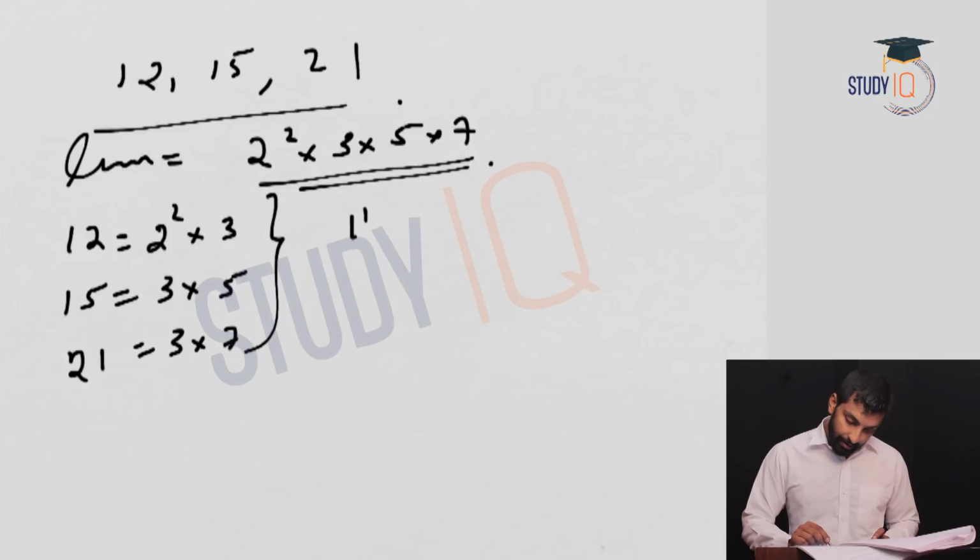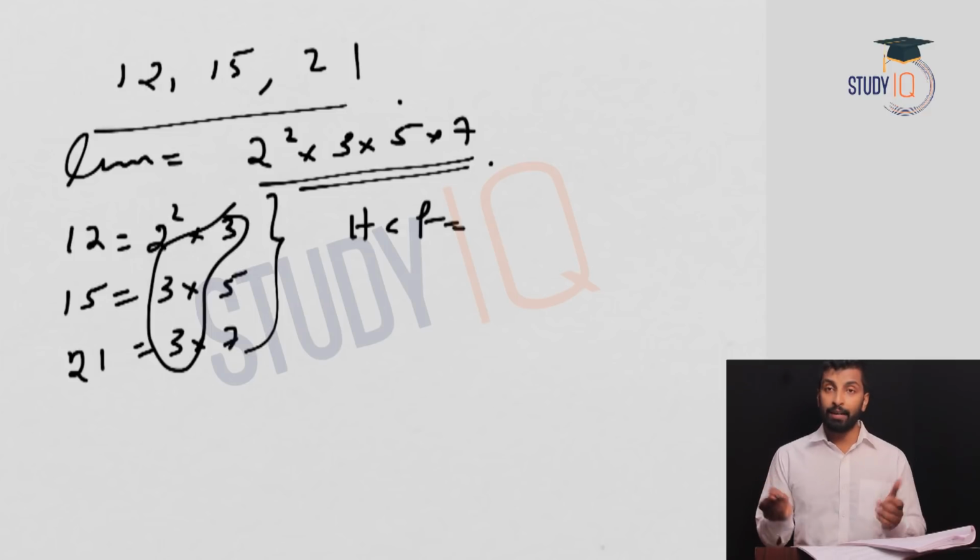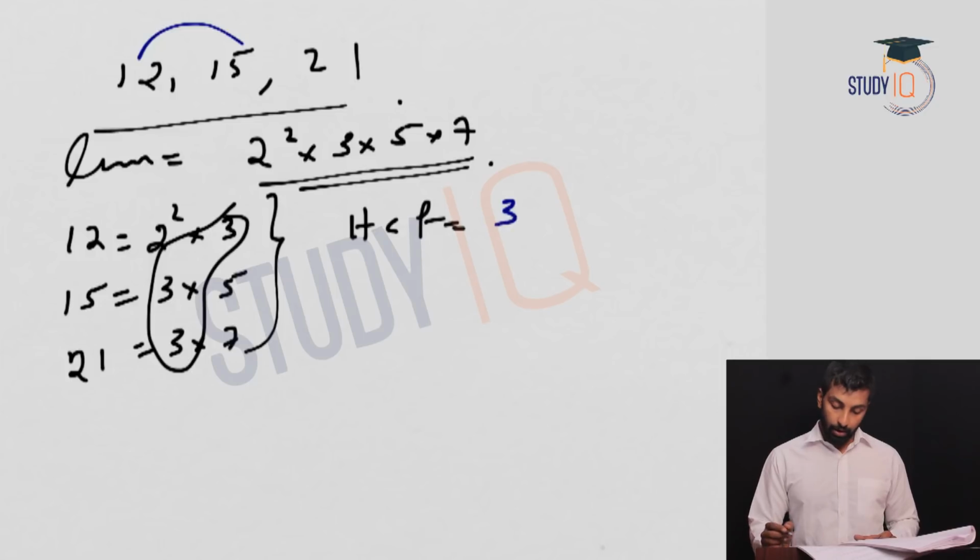Okay, what is your HCF? HCF will be the common number, that is 3. Or without prime factorization, how will you find it? Just take the difference. 12 and 15, 3 is the difference. And you can check 12 by 3, yes. 15 by 3, yes. 21 by 3, yes. So your HCF is 3. Okay, now this LCM is 420, right?